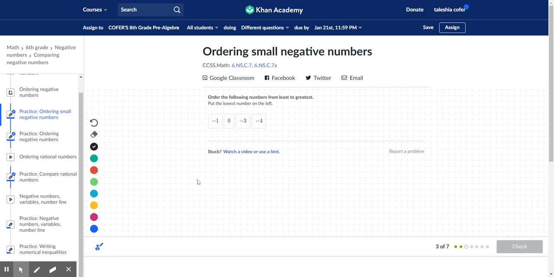Start off with my number line again. 0 is right in the middle. My negatives are on this side, my positives are on this side. -1 will be right here. Then I have -2, -3. That's supposed to be a 3. And then -4. Remember, this will be a -2. I just didn't fill it in because we don't need it.